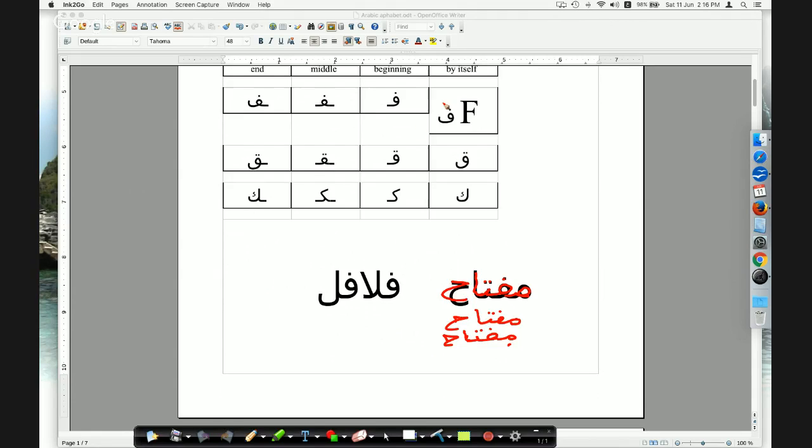Let us go to fa. We add fatha. It's going to be fa. We add kasra. It's going to be fi. We add dhamma. That will make it fu. So fa, fi, fu. Fa, fi, fu. Those are sounds. We don't write them as letters, but we make them as a sound.